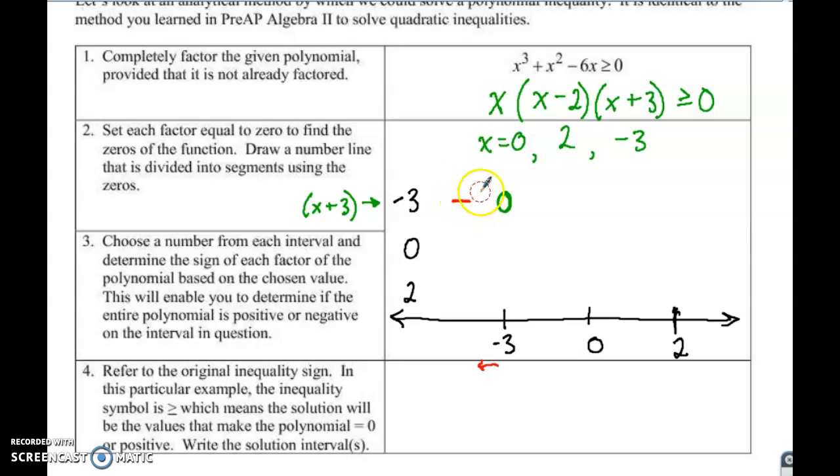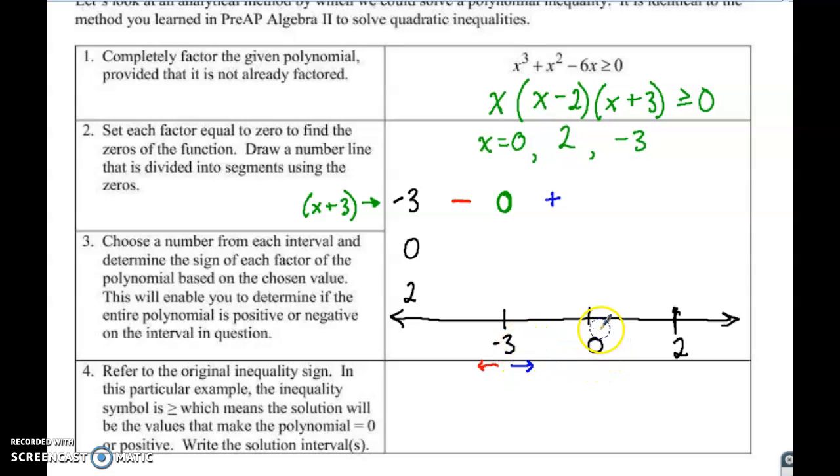I think that confuses some people too, because it doesn't have to be -4, it could be -5. No matter what I plug in to the left of -3 for x, I get a negative value. Let me change colors. If I pick a number to the right of -3, like -2, well, -2 plus 3 gives me a positive value. And notice I'm putting a positive between -3 and 0.